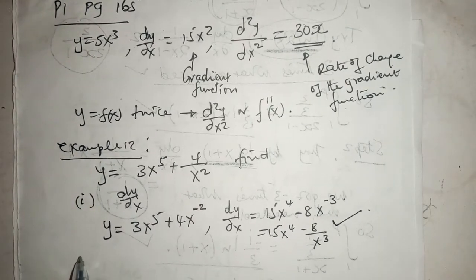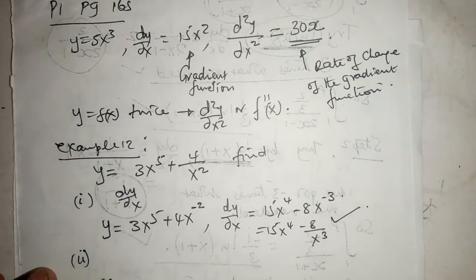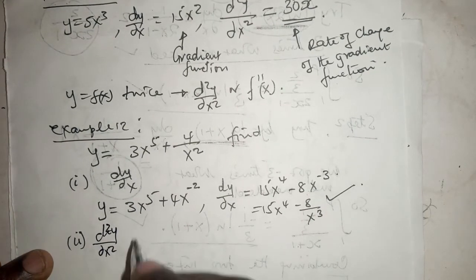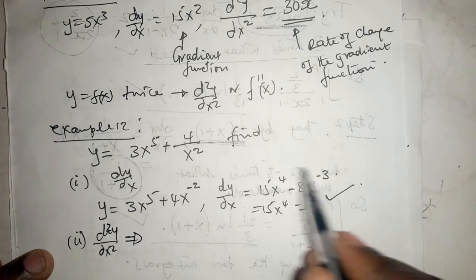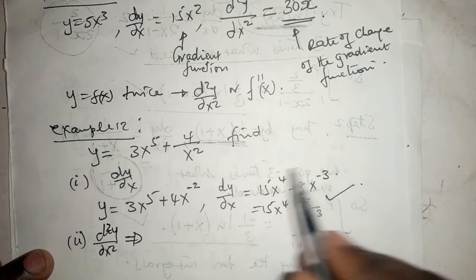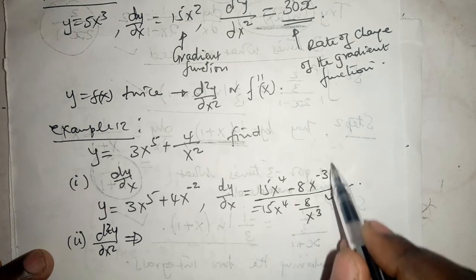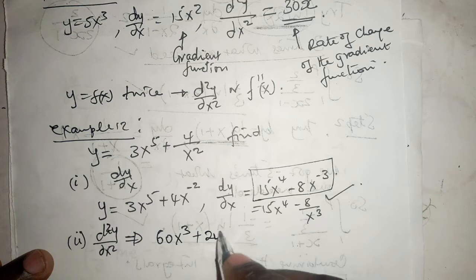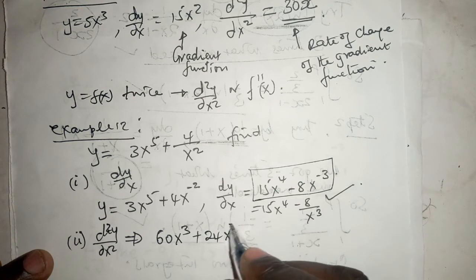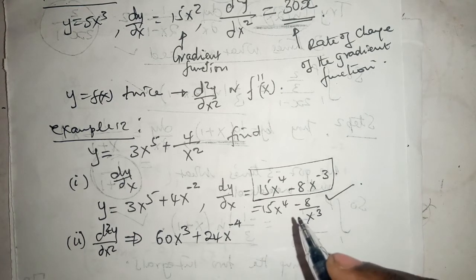But the second part, part B of the question: what is d squared y over dx squared, or rather the second derivative? What we need to do is differentiate the first derivative. And we're going to have 60x^3 plus 24x^-4. That is just like it.